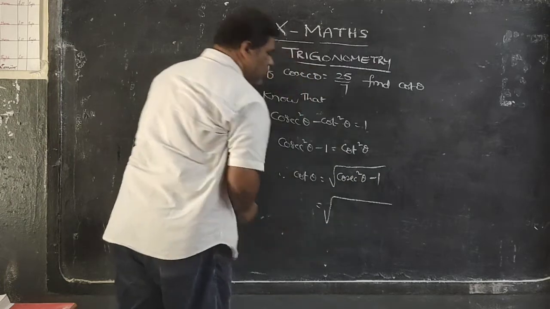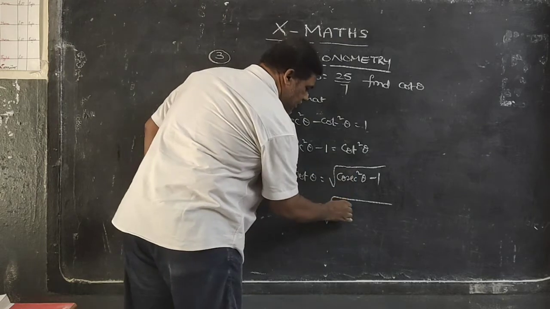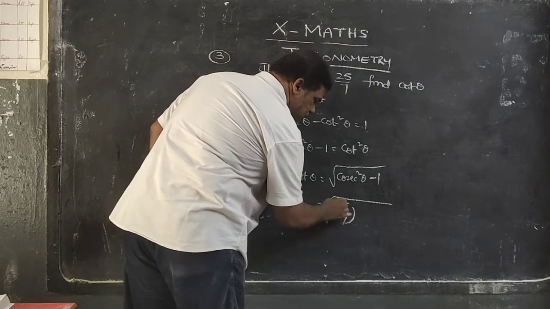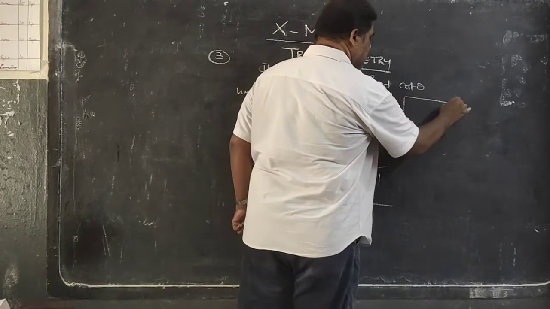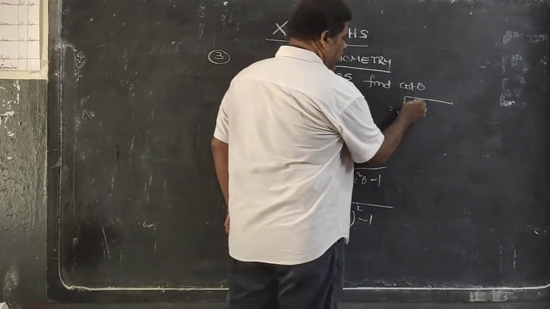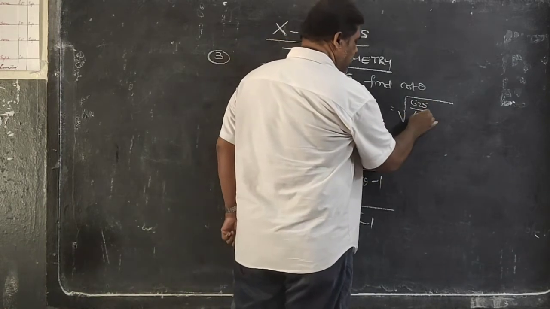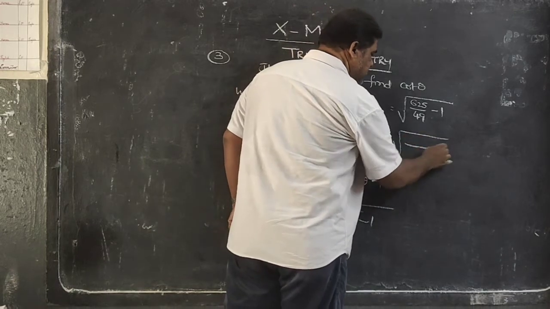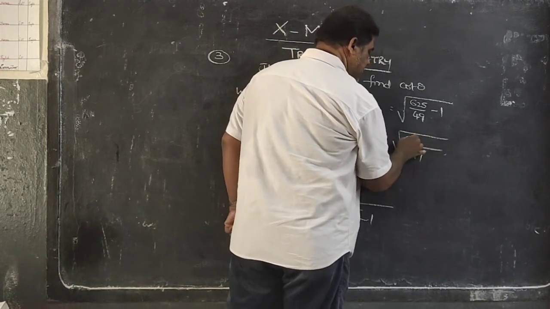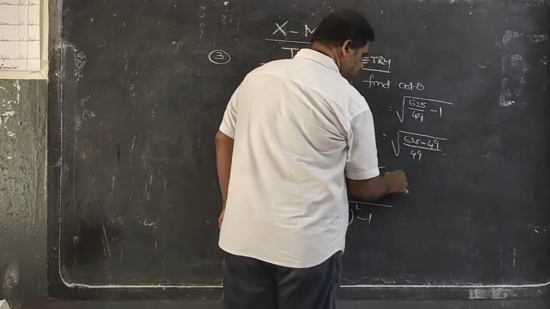So let us substitute cosecant square theta value. Cosecant theta is 25 by 7. So 25 by 7 whole square minus 1. 25 if you square it, it is 625. 7 square is 49 minus 1. Here LCM is 49. 49 into 1, 49.